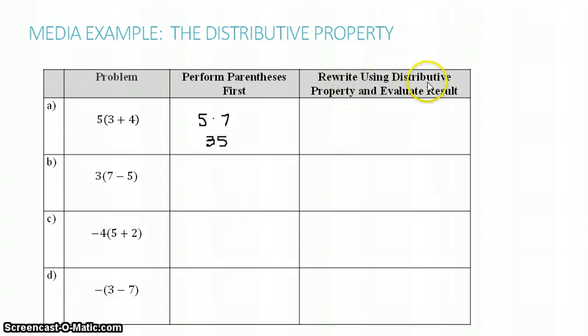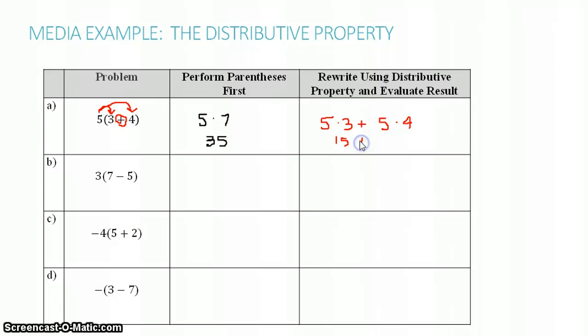Now we're going to rewrite using the distributive property. So one way that sometimes we like to visualize this is we're going to distribute or multiply the 5 times the 3 and the 5 times the 4. And we're going to keep the operation that's in between, provided we don't have a negative on the outside. So this will be 5 times 3 plus 5 times 4, which is 15, multiplying first.